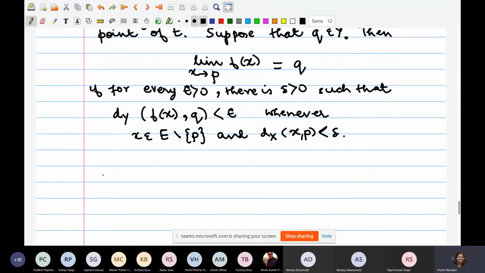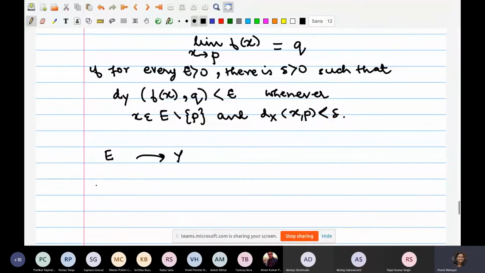So let's see what is happening here. Let me try to draw a picture. Let's say I have a function f from E to Y, and E is sitting inside a set X. X and Y are both metric spaces. Now the point p is a point of X, and p is a limit point of E. And q is some point in Y. You give me an epsilon positive, and I am going to look at the epsilon neighborhood of the point q with respect to the metric in Y.